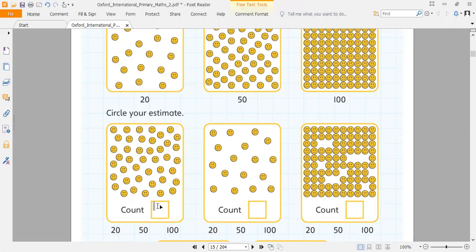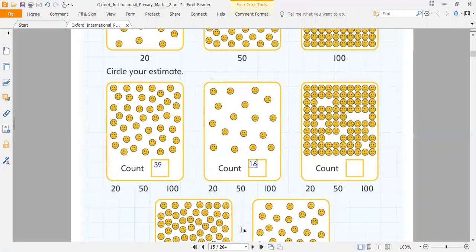and here is 39. So next is 1, 2, 3, 4, 5, 6, 7, 8, 9, 10, 11, 12, 13, 14, 15, 16. Next you can count by yourself.